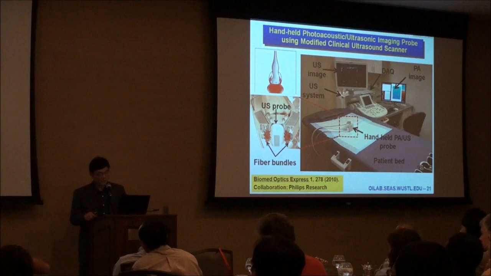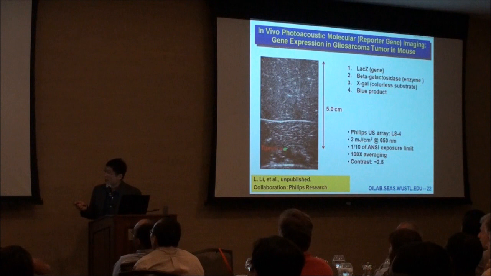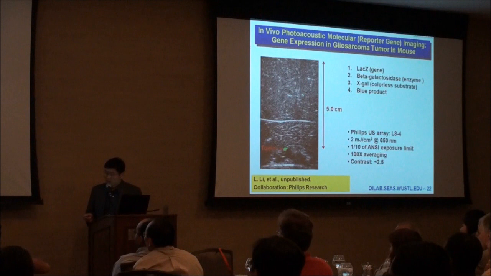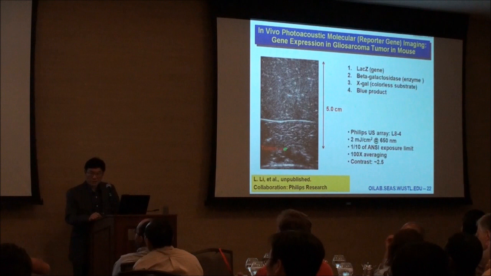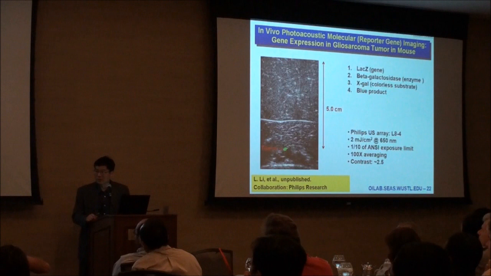We can use this to image reporter genes, and this is like the lacZ gene. In the end, you get a blue product. We can see the blue product very well using this technique. Using standard reporter genes such as GFP, green fluorescent proteins, you depend on fluorescence for imaging. So you run into this problem: you either get high resolution at a very shallow depth or you lose the resolution. So here, even with 5 centimeter penetration, we're still getting sub-millimeter resolution. And so this is going to expand the capability of reporter gene imaging.